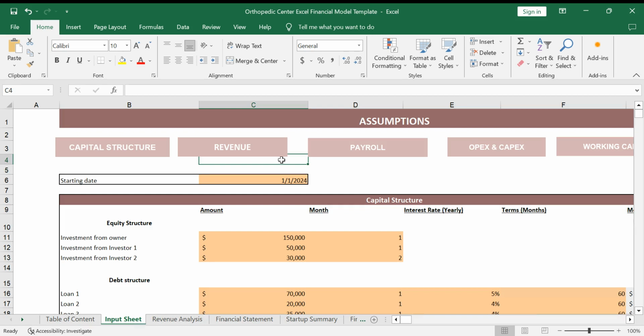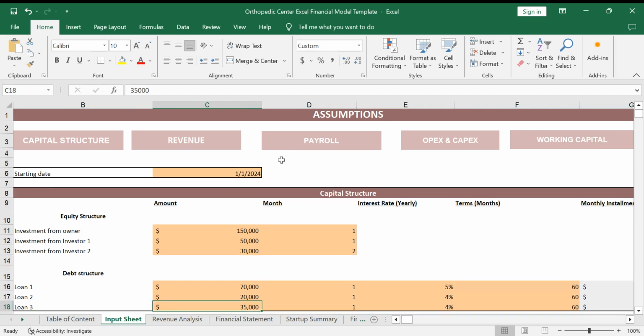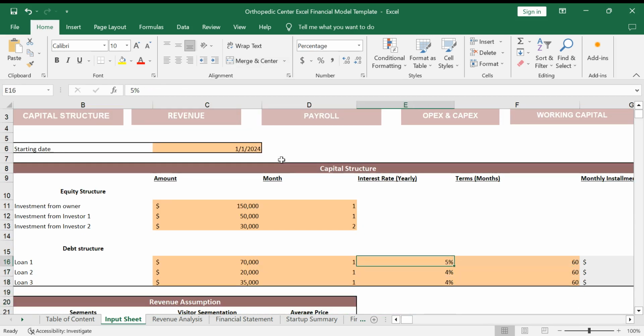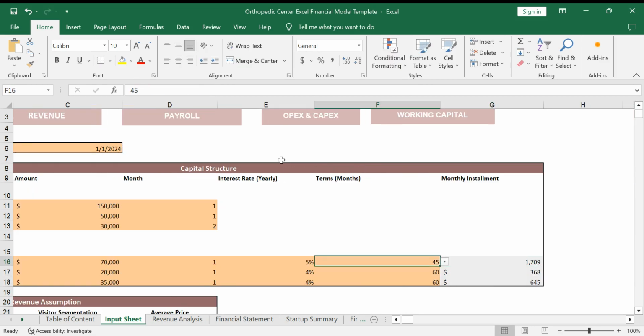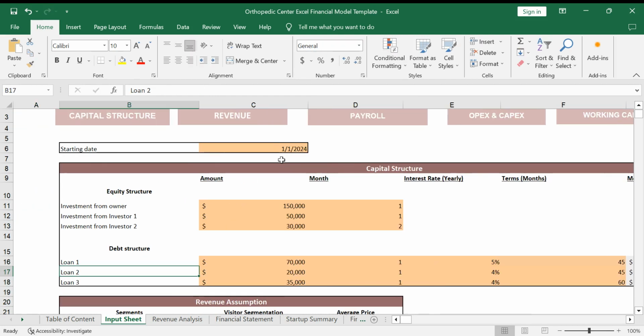All these assumptions that you are seeing in the orange color are the values or the numbers that can be updated as per the requirements of your business, and other values and calculations will be updated automatically. Let me show you how. If I change this term from 60 to 45, you can see how the monthly installment has changed here.